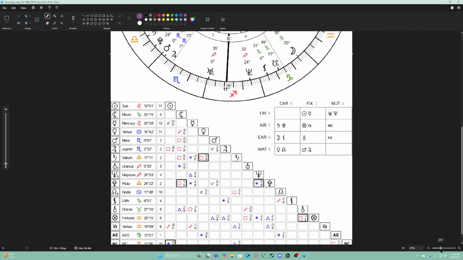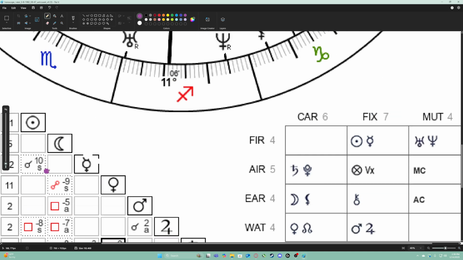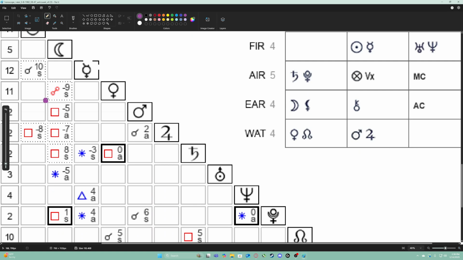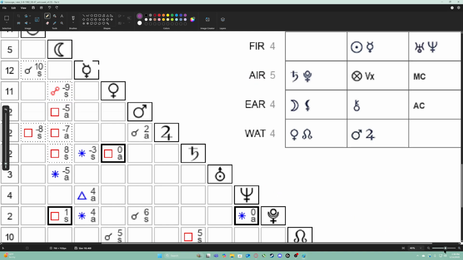Oppositions look like this right here. Like I said, a circle with a line attaching another circle, right? And they're red because they're considered to be a difficult aspect.